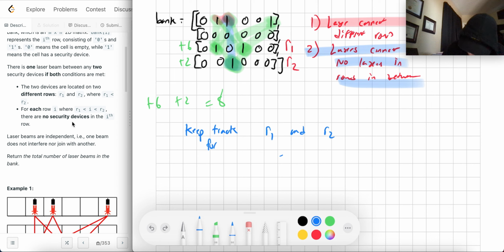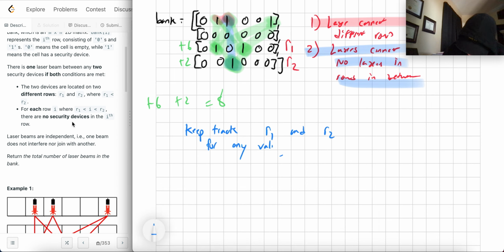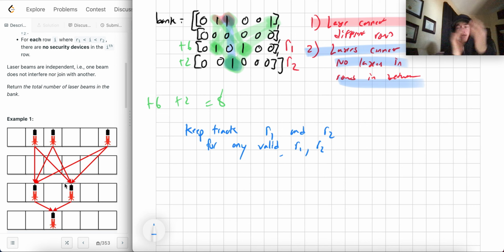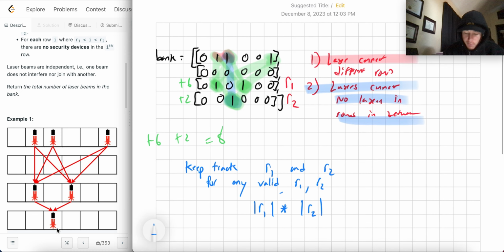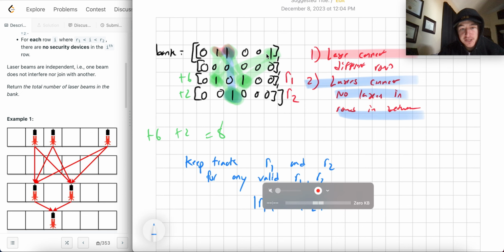For any valid R1, R2, meaning 2 rows, because what I'm doing is I look at 2 rows, right? I look at these 2 rows here, and then I try to figure out, okay, these rows can match with each other, and then how many lasers do they create? Well, they just create the number of lasers at R1 times the number of lasers at R2. And what I mean by that is, when we look at here, there's 3 lasers here and there's 2 lasers here. So how many new connections did that make?